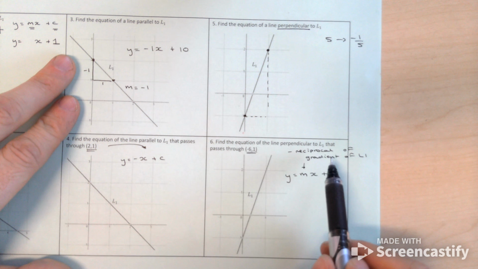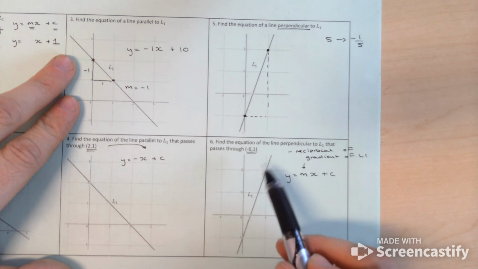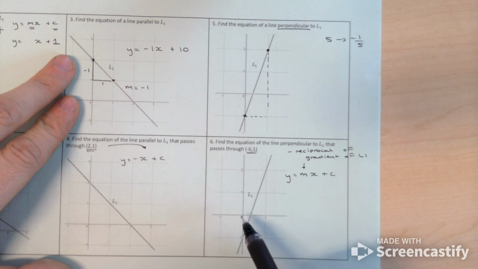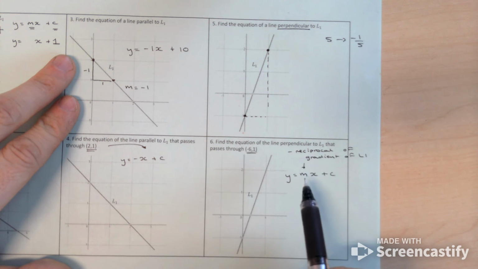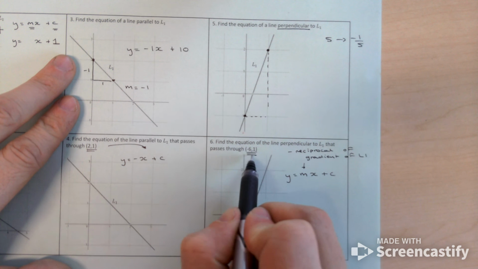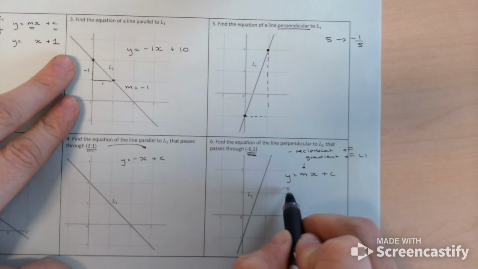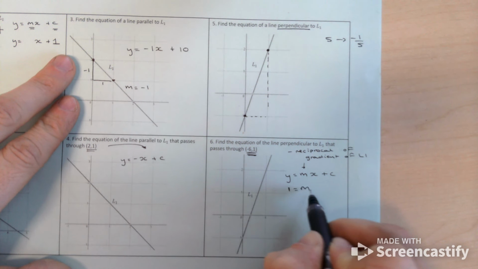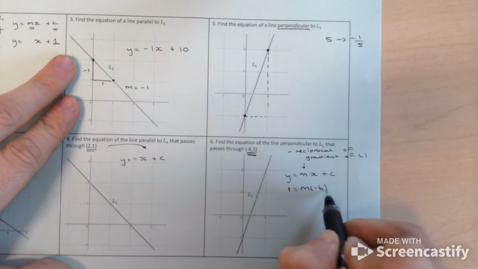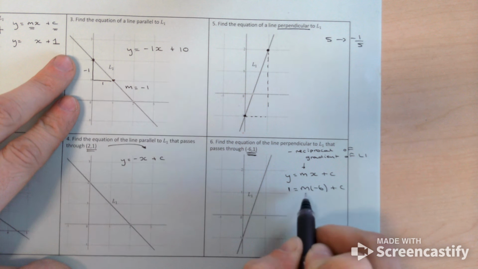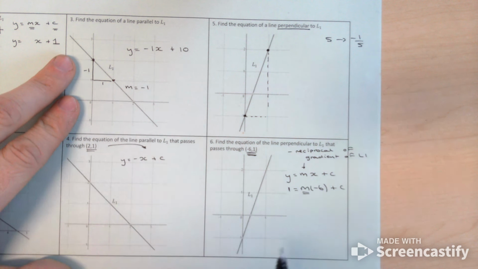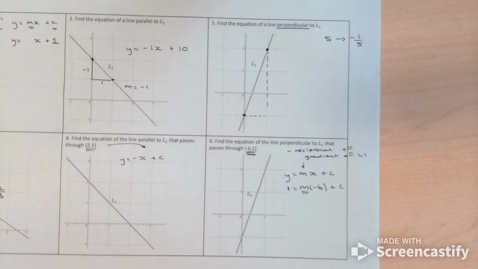I'm not going to do the whole thing for you. You need to work out the gradient of L1. Then you can find the negative reciprocal of it, and that will go into this part of the equation. Then we can use this coordinate, substitute it in. So y would be 1, x would be -6. We're going to know what this m value is, right? You'll know what that is when you do it. And we can use that to find out what c is, and then we know the whole equation.